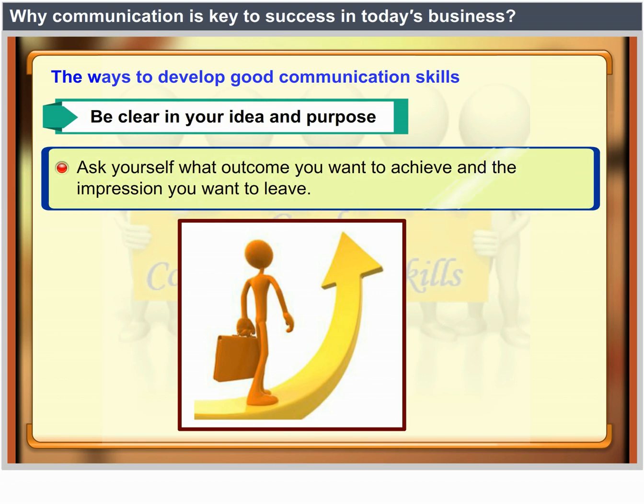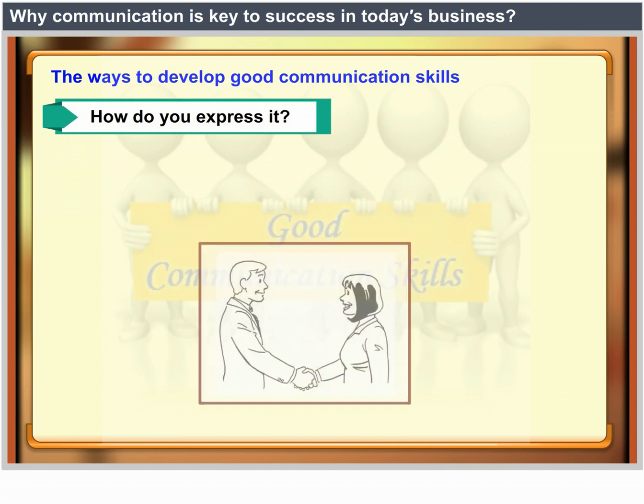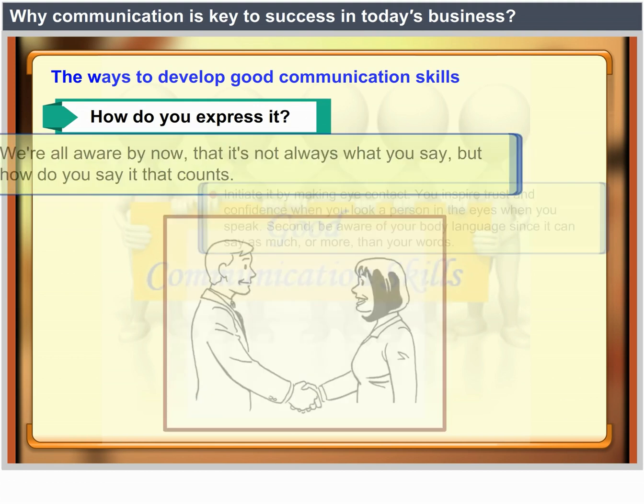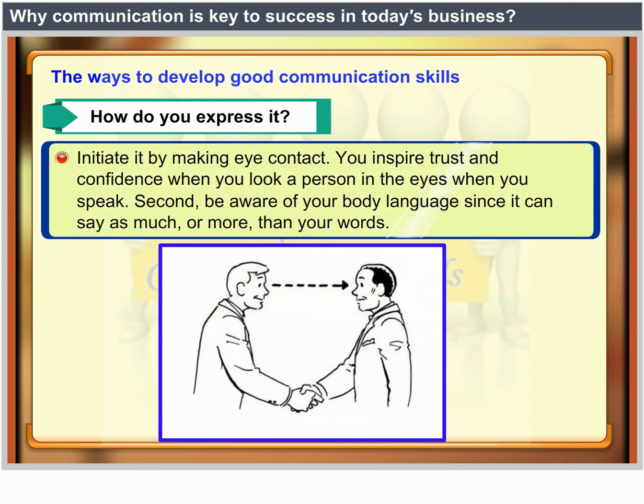How will you say it? We are all aware by now that it's not always what you say, but how you say it that counts. Begin by making eye contact. You inspire trust and confidence when you look a person in the eyes when you speak. Second, be aware of your body language, since it can say as much or more than your words.